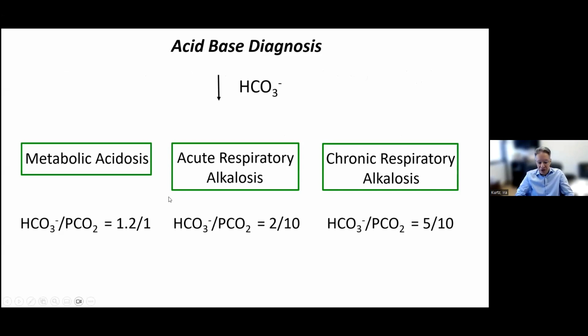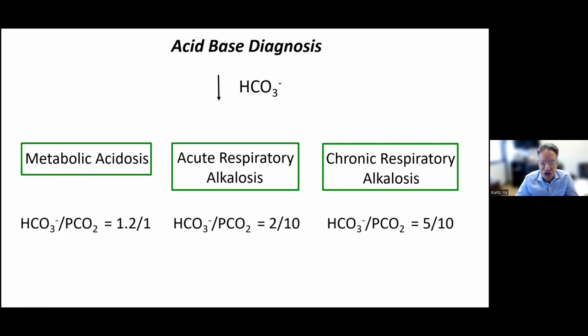Again, when you're confronting a patient and you want to assess whether there's an acid-base disturbance, you make your mind zero in on the total CO2 or the bicarbonate, and you answer the question, is the bicarbonate decreased, normal, or increased? If it's decreased, it's either a metabolic acidosis or an acute respiratory alkalosis or a chronic respiratory alkalosis.